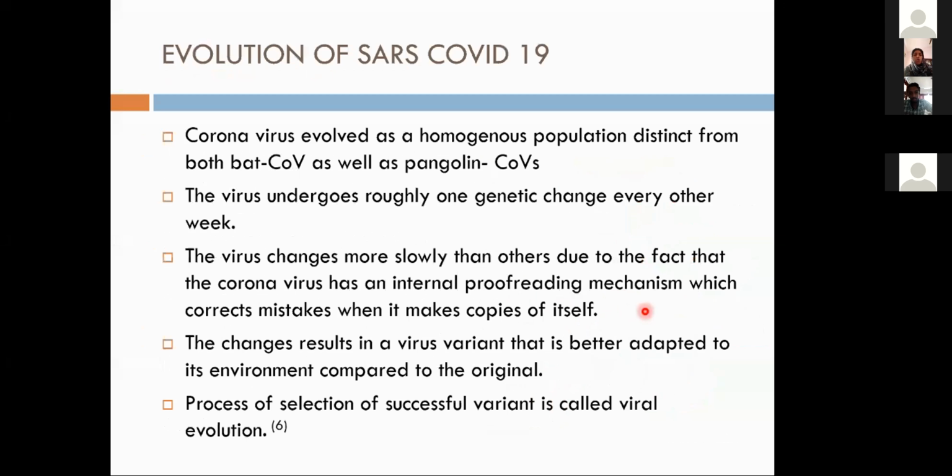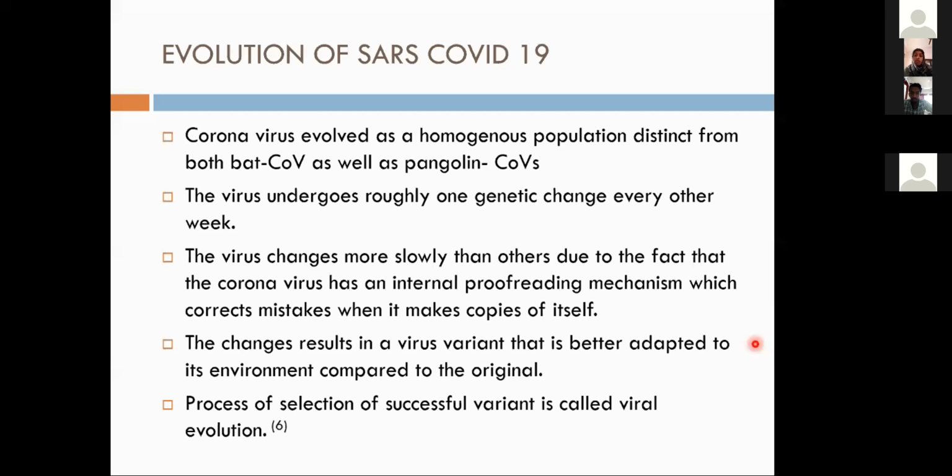SARS-CoV-2. So the coronavirus has evolved as a homogeneous population, different from both bat coronavirus as well as pangolin coronavirus. It's important to note that the virus undergoes roughly one genetic change every other week. The virus changes more slowly than others because the coronavirus has an internal proofreading mechanism, which is an interesting point to be noted.